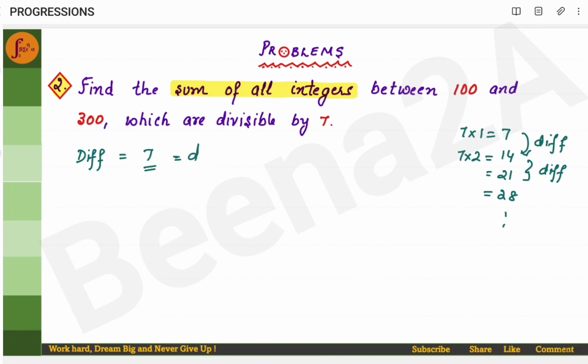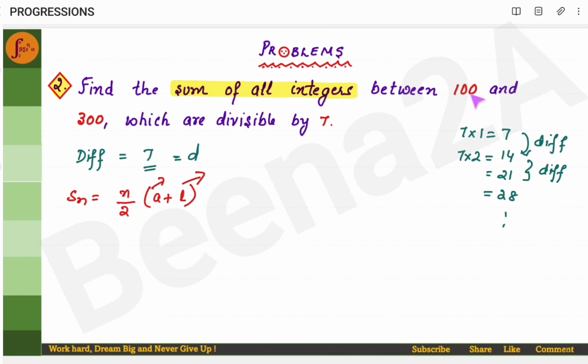Now, to find the sum of all integers, what is the formula? Formula is n by 2 into a plus last term. A is the first term, L is the last term, n is the number of terms. We don't know the number of terms. We don't know the first term. We don't know the last term. We only know the difference. How do we figure out the first term, and how do we figure out the last term?